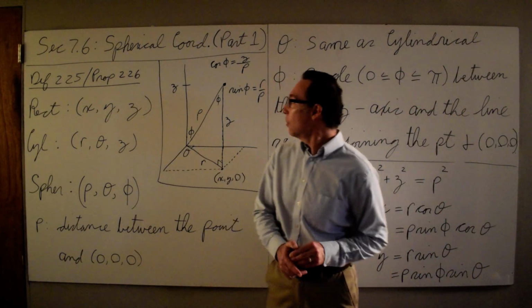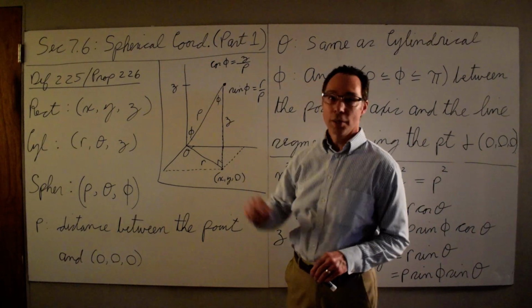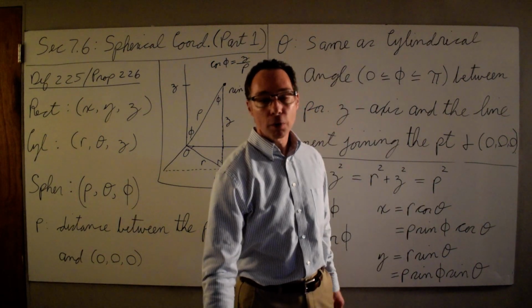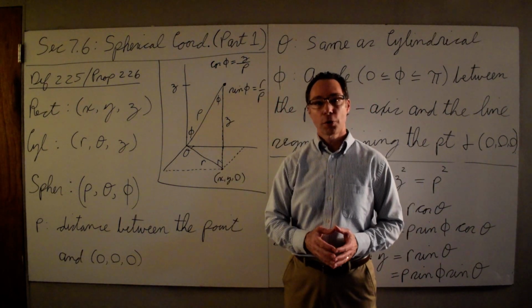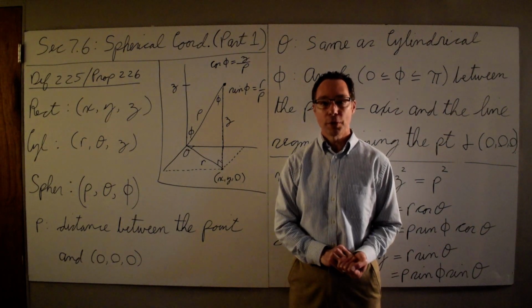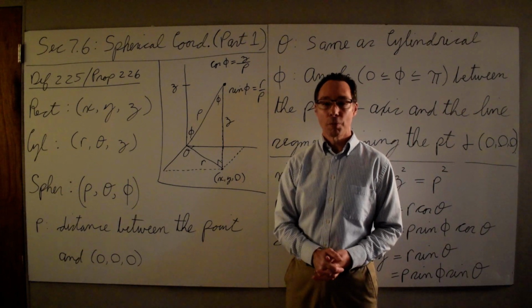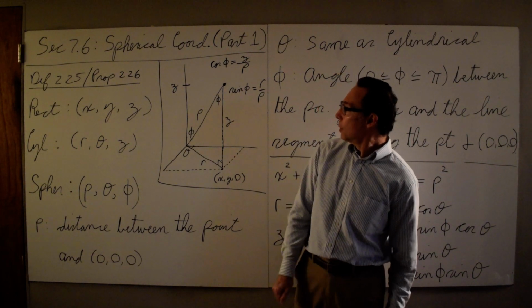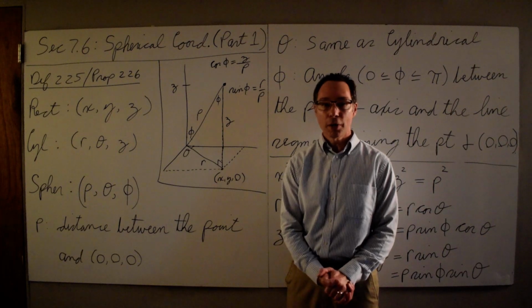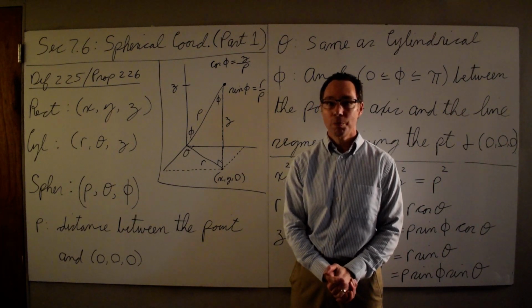This is the first video on section 7.6, spherical coordinates. Now, when we're looking at coordinates in R3, there are three ways to represent these coordinates. Rectangular, which we've been working with essentially from day one. Cylindrical, which we have recently learned, and now we're going to look at spherical.